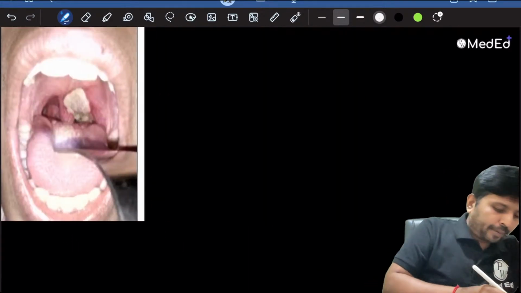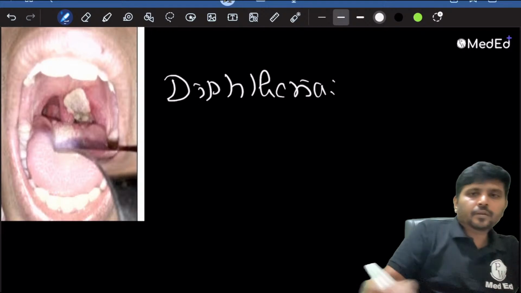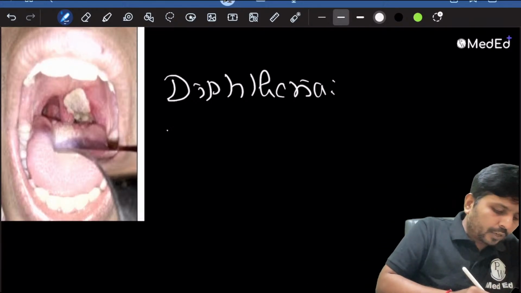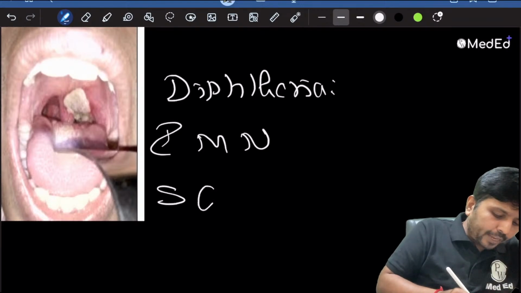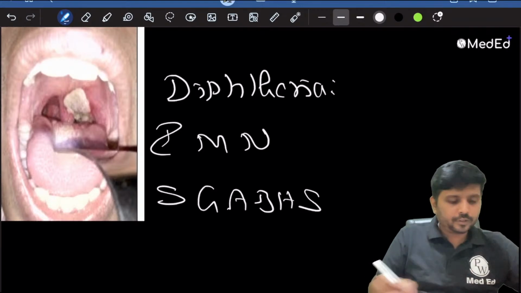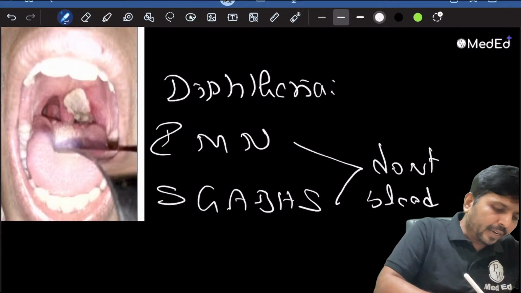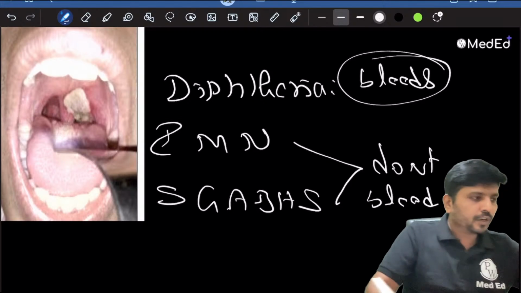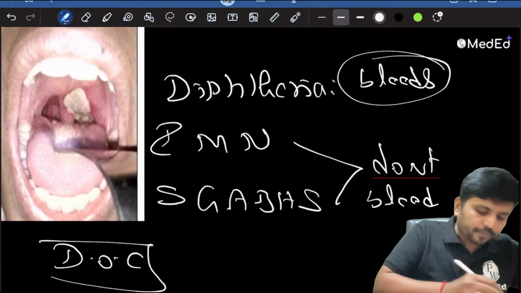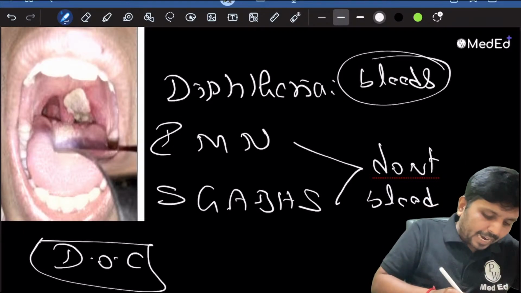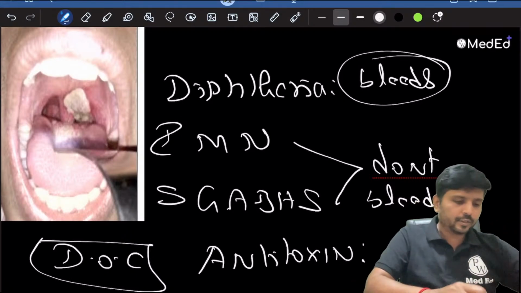What is this? Patch. This is diphtheria. It can also occur in infectious mononucleosis and in group A beta hemolytic streptococcus. These two don't bleed, but diphtheria bleeds on removal. When someone asks what is the drug of choice for diphtheria, the drug of choice is antitoxin, right?